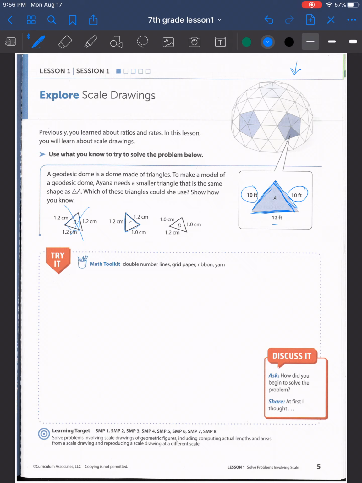C has one side that is 1.2, one side that is 1.2, and then one side that is 1. Now, that is an isosceles triangle, is it not? I mean, it's perfect, right? You could put a little ice cream cone right there. It's a little upside down, but that's definitely an isosceles triangle. But we always check the rest. Let's look at D. D's got one side that's 1, one side that's 1, and one side that's 1.2. Well, you guys, that's also an isosceles triangle.